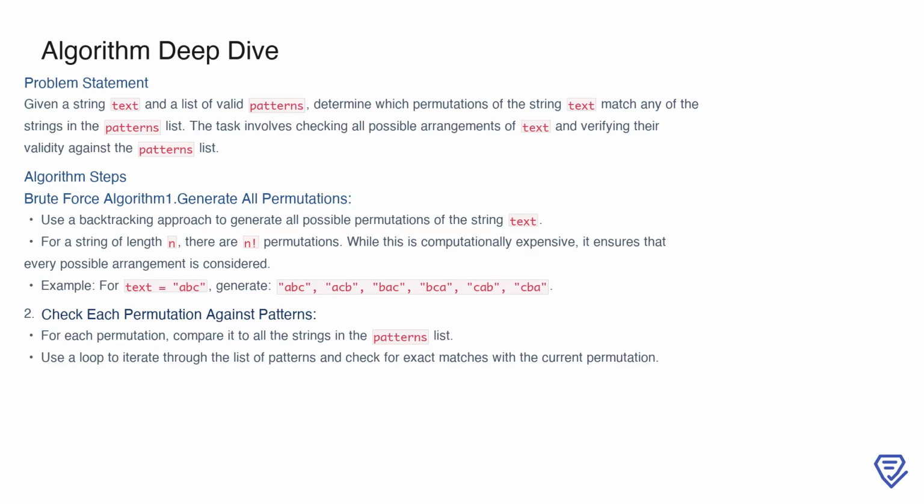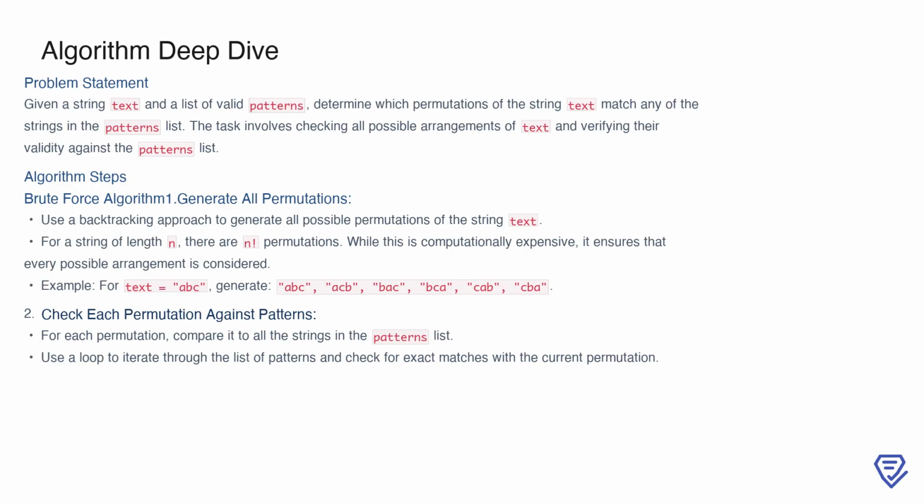This can be done using a backtracking approach, which systematically explores every possible arrangement of the characters. For instance, with a string like ABC, the permutations would include ABC, ACB, BAC, BCA, CAB, and CBA. Since there are n! permutations for a string of length n, this step becomes computationally heavy as the length of the string grows.